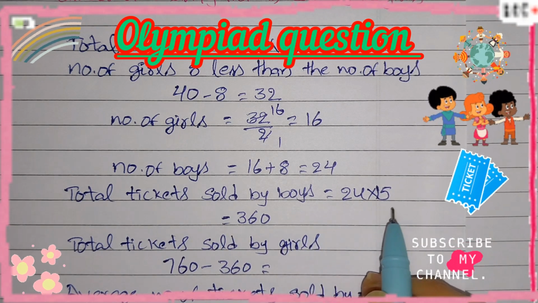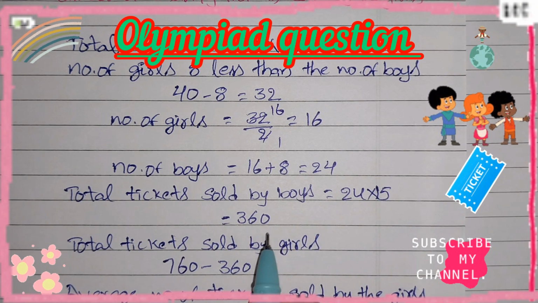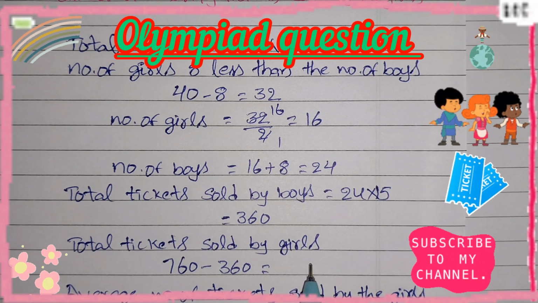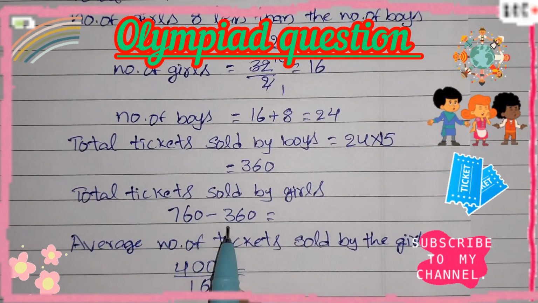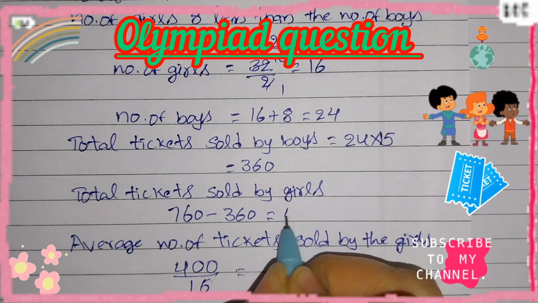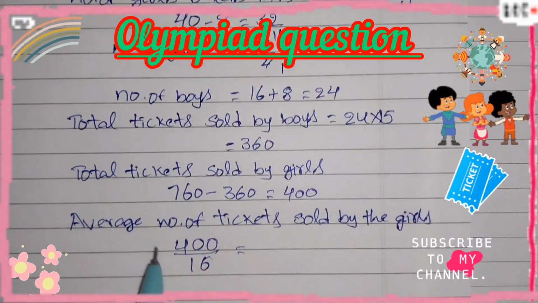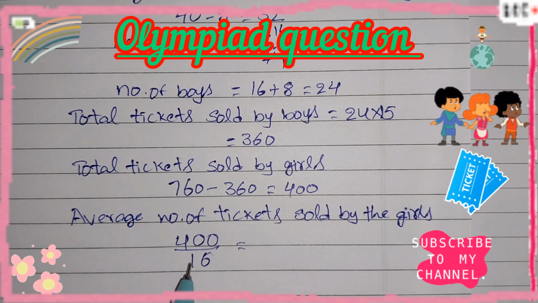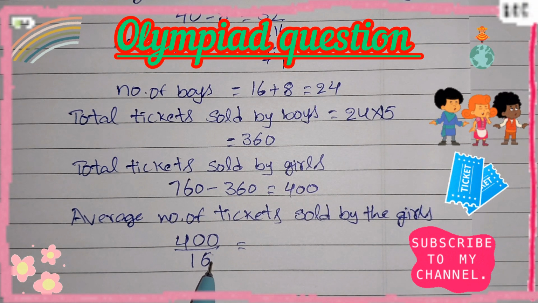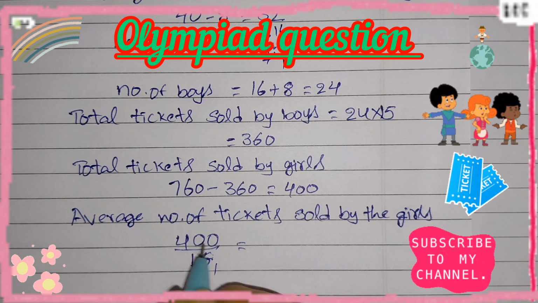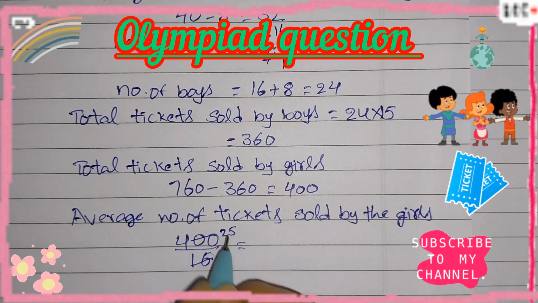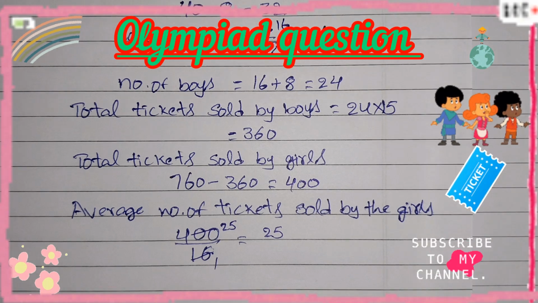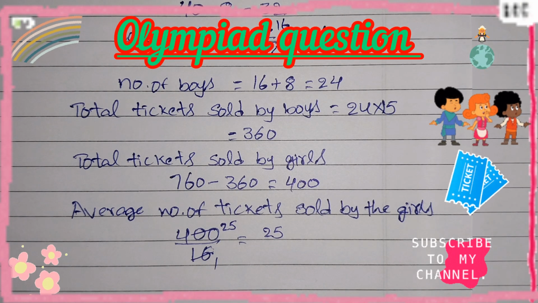Total tickets sold by boys equals 24 multiplied by 15. 24 15s are 360. Total tickets sold by girls is 760 minus 360, which equals 400. Average number of tickets sold by girls is 400 divided by the number of girls, 16. 16 25s are 400. So 25 tickets were sold on average by the girls.